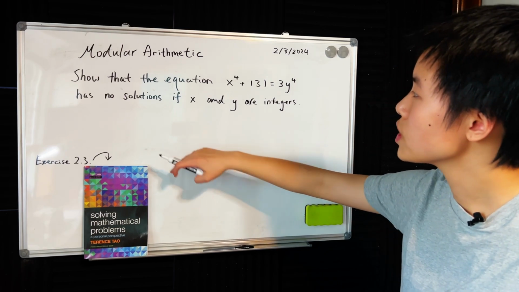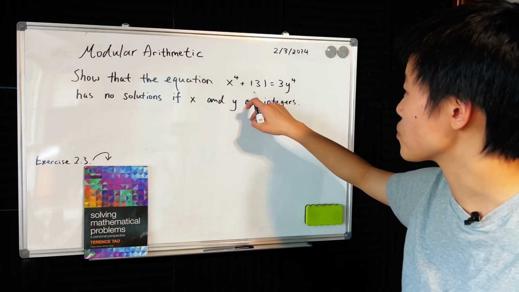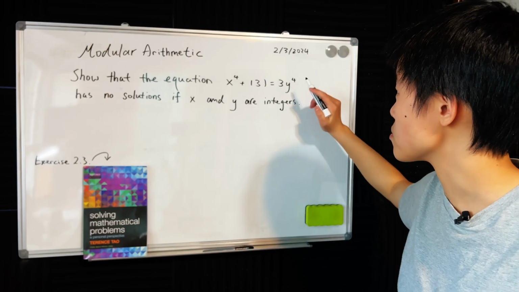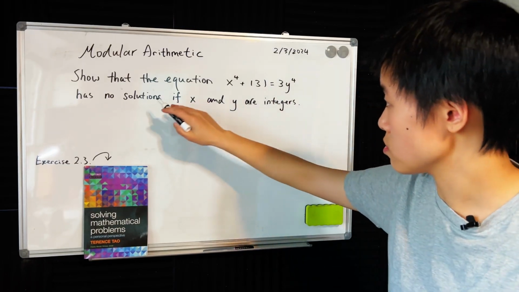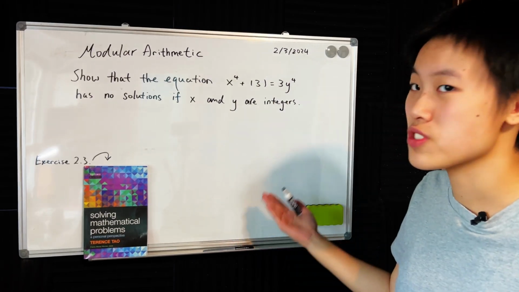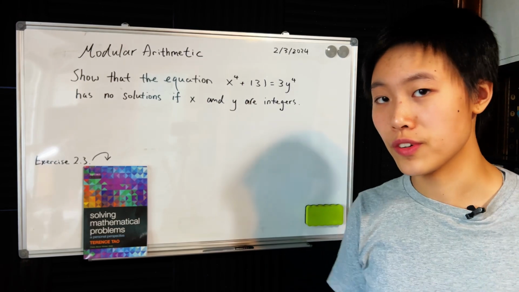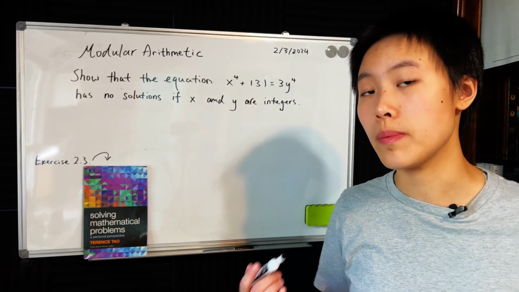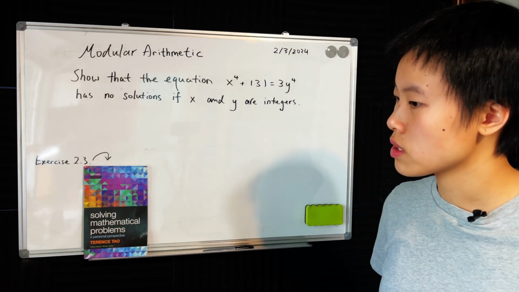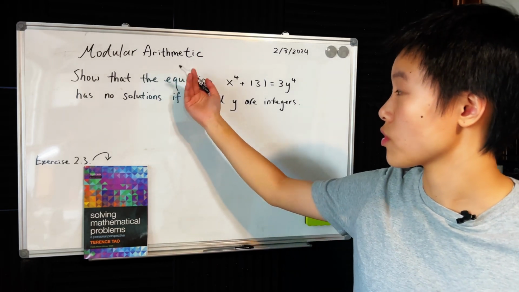So show that the equation x to the 4th plus 131 equals 3 times y to the 4th has no solution if x and y are integers. The first step I would do is to just list out the first few fourth powers and see what kind of pattern you can find, and use that pattern or period to use modular arithmetic.